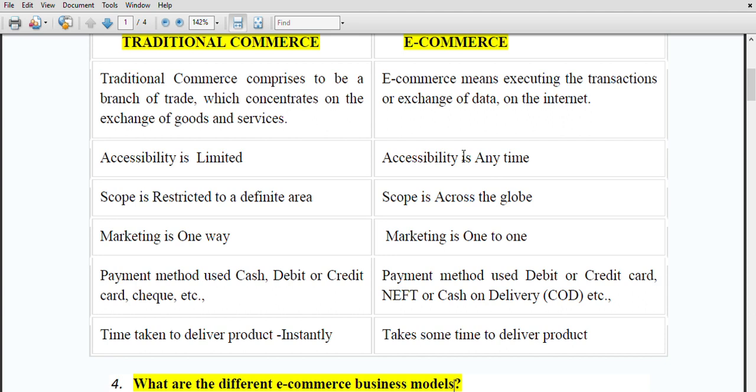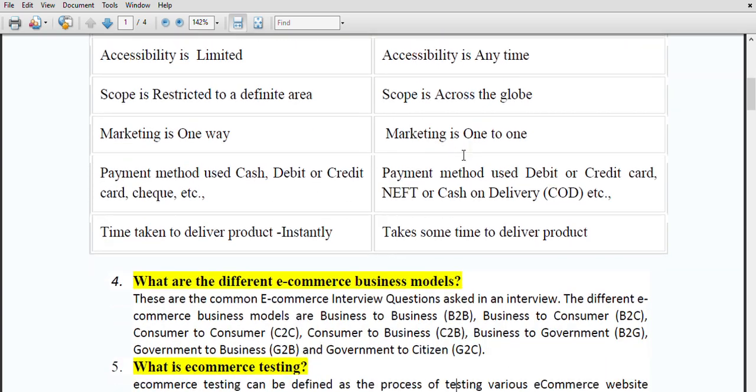Then in traditional commerce, the payment methods you can use are cash, debit card, credit card, or check. And in e-commerce, you can use debit card, credit card, mobile wallet, NEFT, or cash on delivery. In traditional commerce, the time taken to deliver the product is instant, and in e-commerce, it takes some time. For example, if you go to the FirstCry store, you can buy the product instantly, but if you order it from the website, it takes some time to deliver the product at your doorstep.